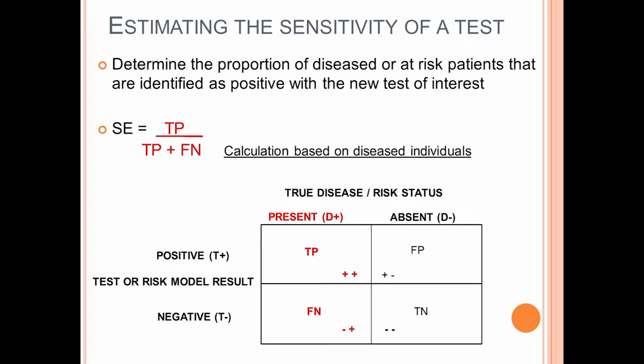Okay, and then you have this information and you plug it into the 2x2 table. I'm sure lots and lots of you have seen these 2x2 tables. Sensitivity is calculated as the true positives divided by the true positives plus the false negatives. So the calculation for sensitivity is based on the diseased individuals.